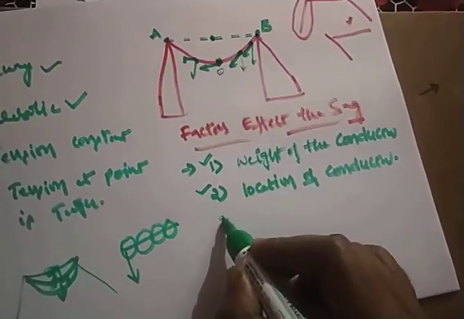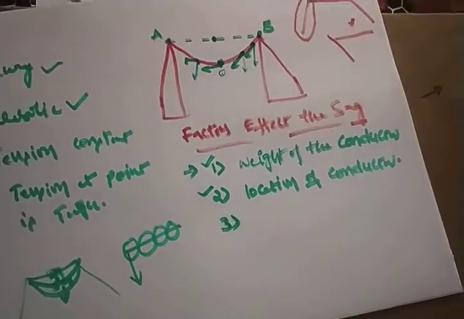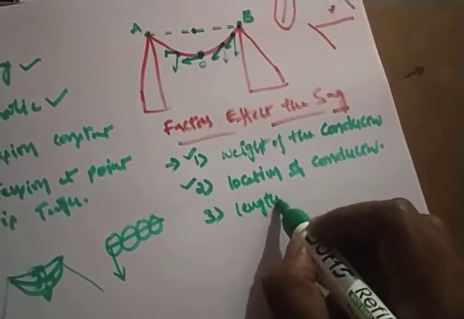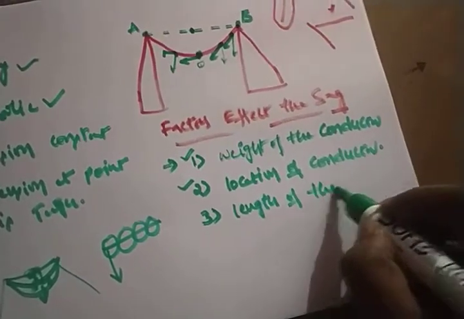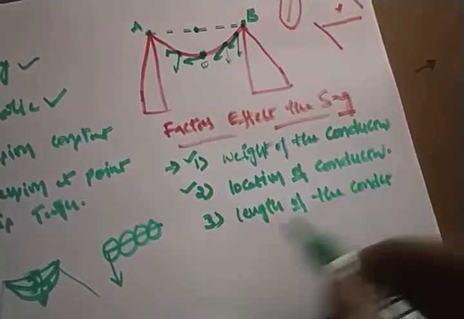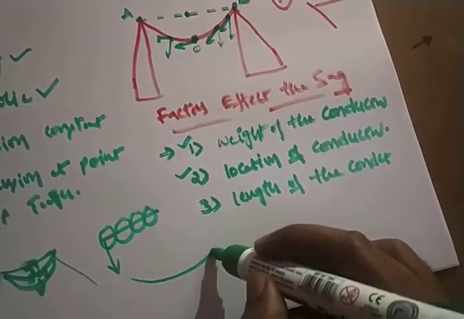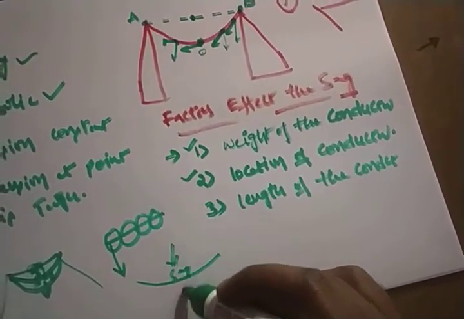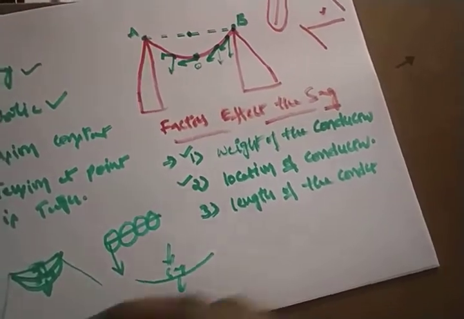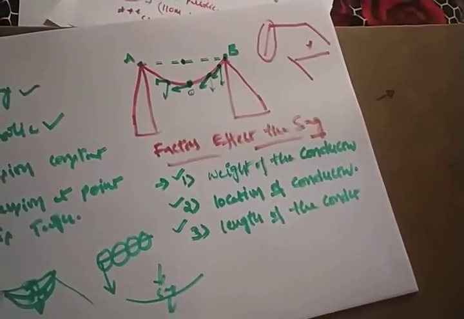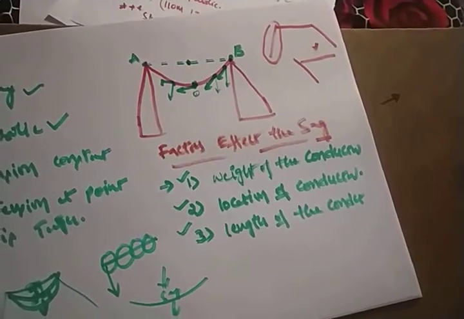Now, the length of the conductor. If the length of the conductor is more, the sag is going to be very high, right? So as the length of the conductor increases, your sag is going to increase. This is one more point.